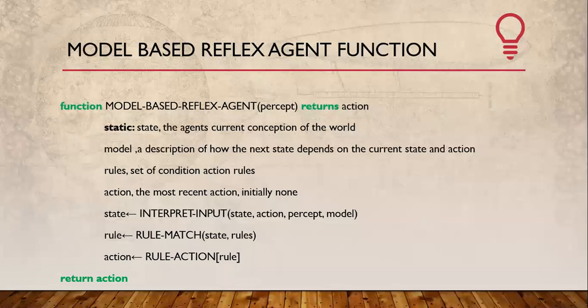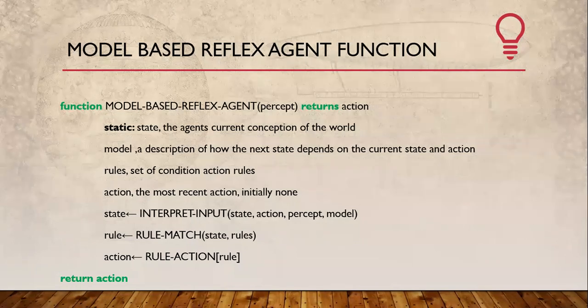It will always receive only the current percept as input, and it has to return an action. Now, what will be the things which will be fed into the system, which is very important. It will have knowledge about state, the agent's current conception of the world. So it has to store knowledge about its state, which means it will be storing information about the current scenario of the world, meaning the environment in which it's working.